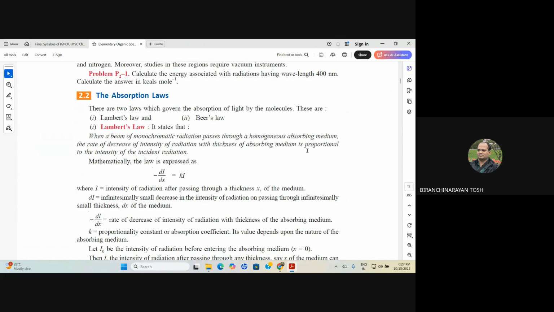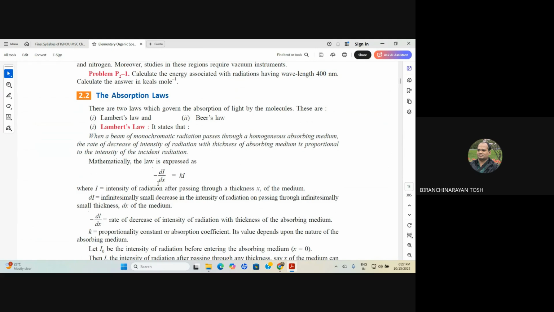So when a beam of monochromatic light passes through a homogeneous absorbing medium, the rate of decrease of intensity with thickness, if the intensity is I, is minus dI by dx, which is proportional to the intensity of the incident radiation. That is, it is proportional to I, or equal to K I. K is the proportionality constant, which is also known as the absorption coefficient.